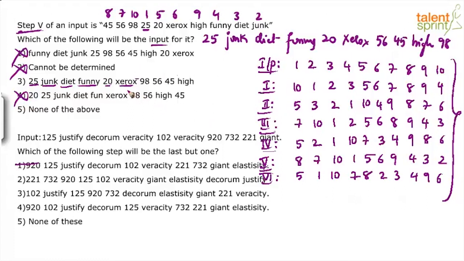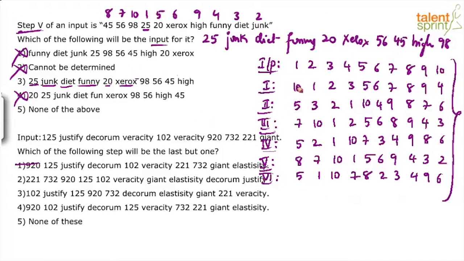Okay, something has gone wrong here. 98 and 56. After Xerox we need 7, right? What is 7? 56. Why is it not matching? 25, junk, diet, funny, 20, Xerox. Did I copy the right step 5? Step 5 was 8, 7, 10, 1, 5, 6, 9, 4, 3, 2. It should work. Why is it not working?